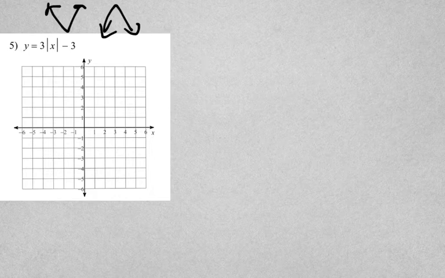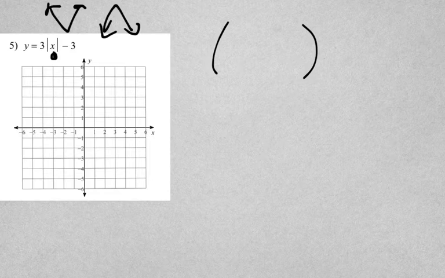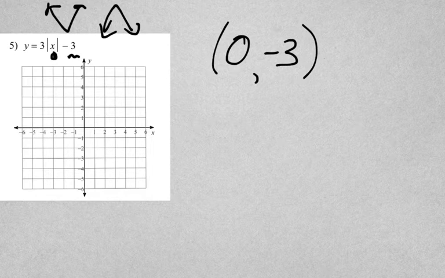On these, the first thing you're going to do is identify your vertex. Just like we were doing with the quadratic functions, what's inside the absolute value is going to be for your x, and the number being added or subtracted at the end goes to your y. So there's nothing being added or subtracted inside, so it's 0. And then the number outside is a -3. And so that tells me our vertex is at 0, -3.